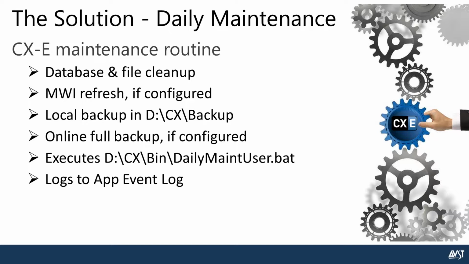So we have a solution for this, and it happens every day at a routine that we call daily maintenance. It does a number of things. It does its database and file cleanup. If you've told the CXE to go out and make sure people's lamps are in the proper status, it will go do that. It will back itself up in a folder, DCX backup. If you have online backup, which we're going to get to in a bit, it will do that as well. And then as an extra added thing, if you create a batch file called dailymaintUser.bat, it will run that batch file during the daily maintenance routine.